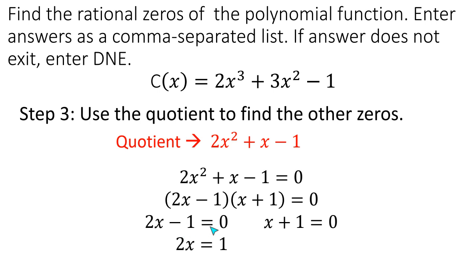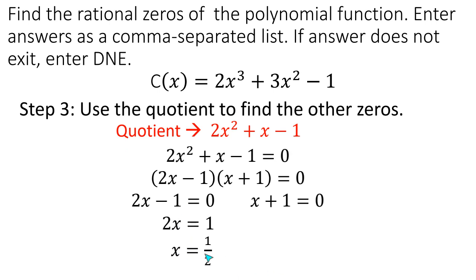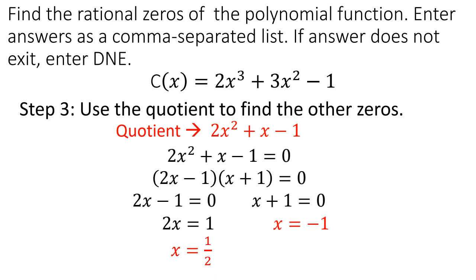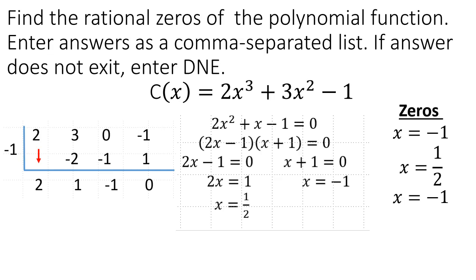So here I add the 1 and I get 2x equals 1. Divide by 2. So x is a half. And then on the right side we subtract the 1. So we get x equals -1. I should have 3 zeros. So let's write them down. So my first 0 is x equals -1 from the synthetic division. Then we have x equals a half and x equals -1.